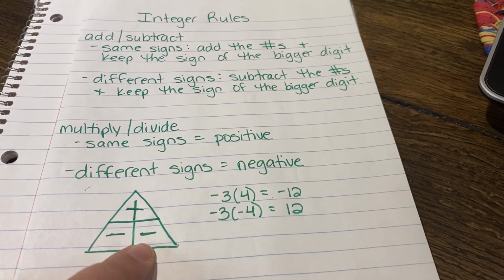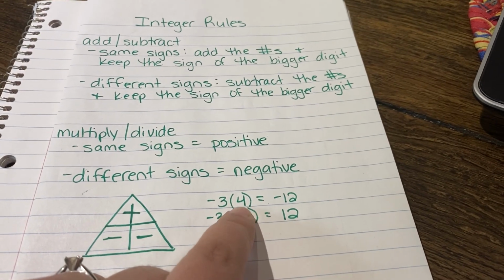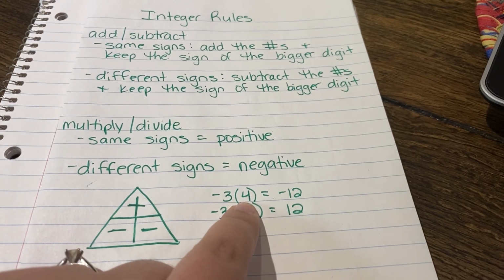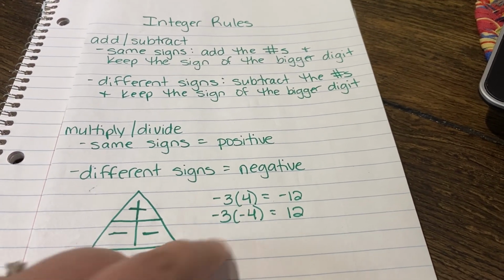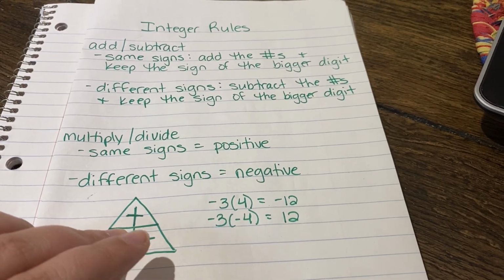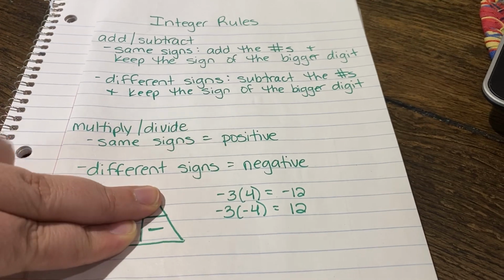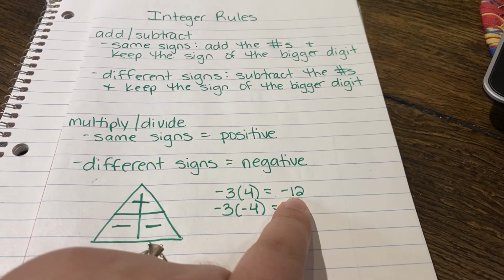Whenever we're using this triangle, for example here, if I have -3 times 4, remember that the parentheses means multiplication. -3 times 4, all you do is you cover up on the triangle what you have. So you have a negative and you have a +4. I'm going to cover up the negative and cover up the positive. What's left is a negative, so my answer was a -12.